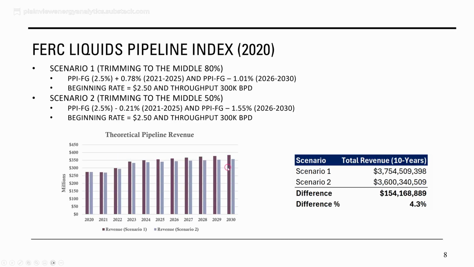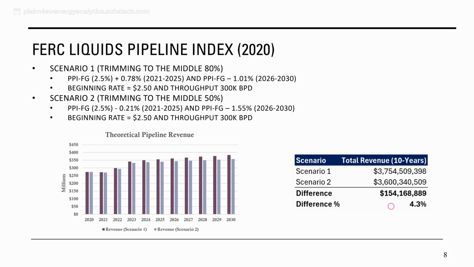It may not look like a lot on this graph, but because of compounding, this gets bigger over time. This is a pipeline of 300,000 barrels a day at $2.50 tariff rates. You're talking about $3.75 billion versus $3.6 billion over the 10-year period, a difference of $154 million, or 4.3% of total cumulative revenue over that 10-year period.